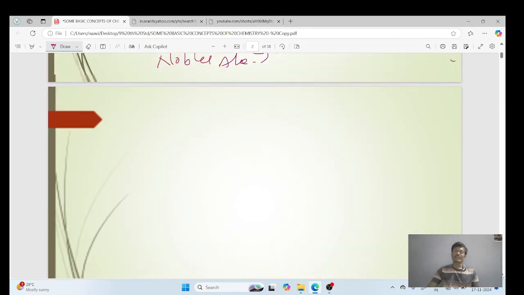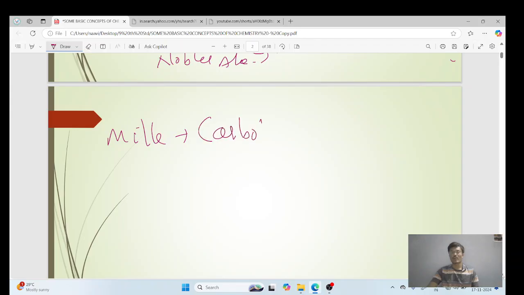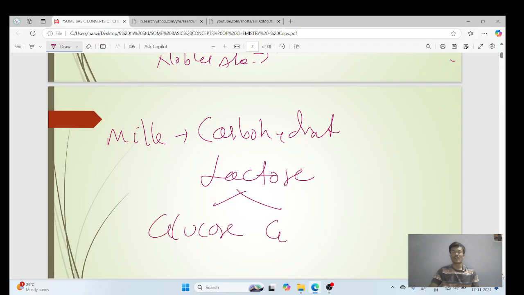Another example: milk consists of carbohydrate. In carbohydrate there is lactose. The lactose is made up of two monosaccharides, which are glucose and galactose. Okay, so this is the composition of lactose. And there is a specific structure of glucose and galactose.